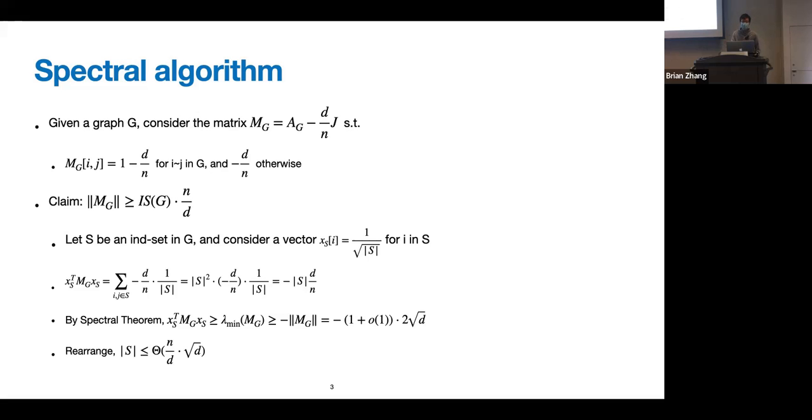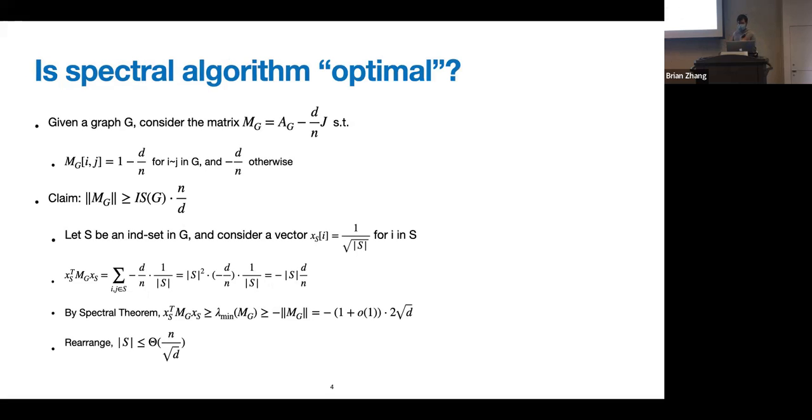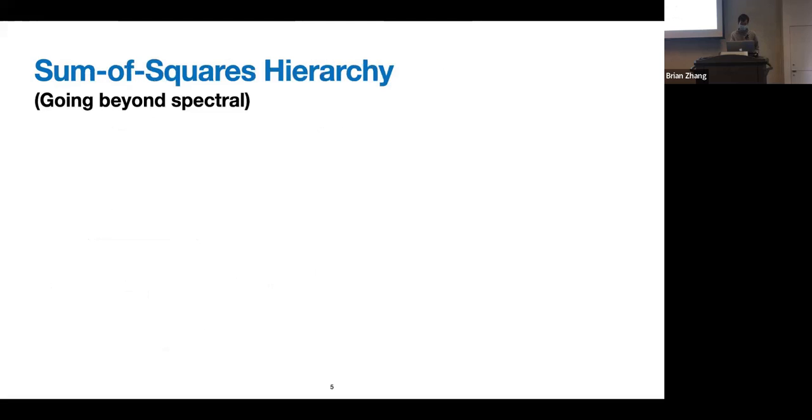Make sense? Cool. A lingering question at the moment is, is the spectral algorithm optimal? There's a huge gap, n over root d versus n log d over d, and can we beat this gap?